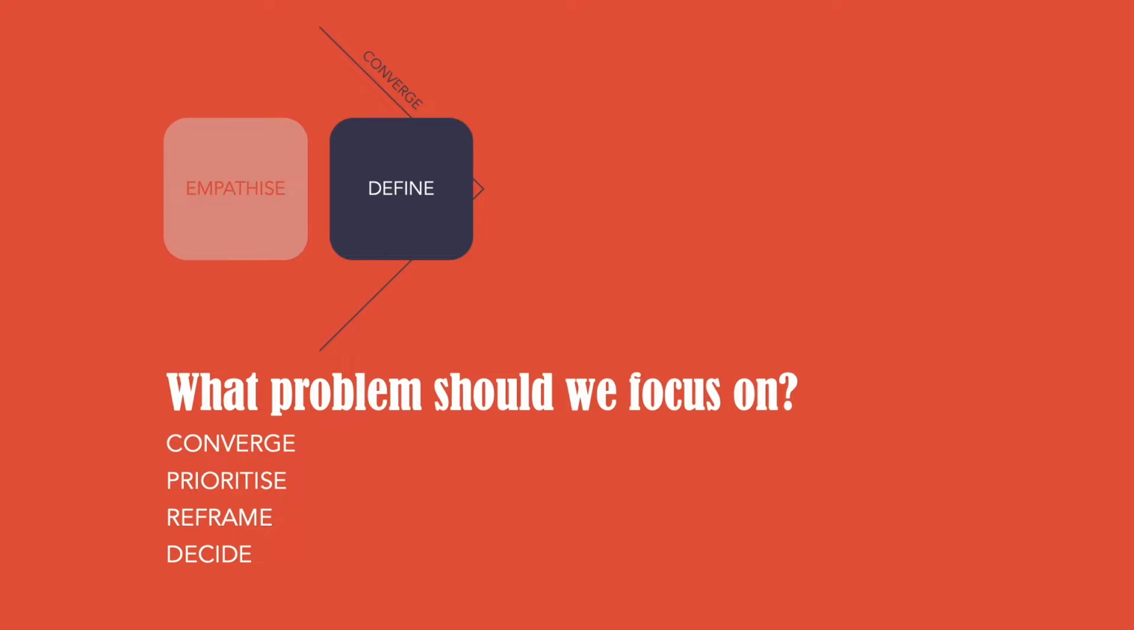Now, let's look at the second step, a convergent step of defining what problem we should focus on. There's really a prioritization matter here: you can't solve every problem at once. So you need to converge, to prioritize. Potentially you need to reframe and ask, are we on the right path? Does our initial statement make sense? Or do we need to reframe that actually? Do we need to go back?